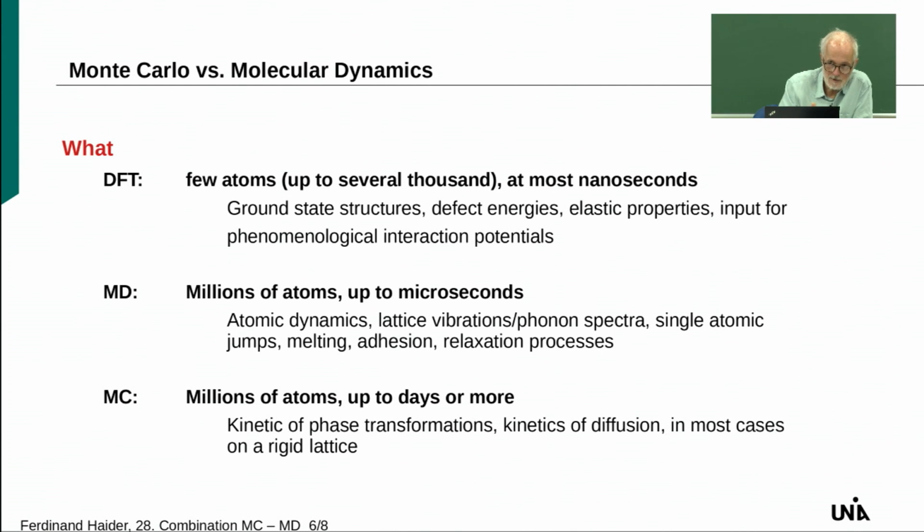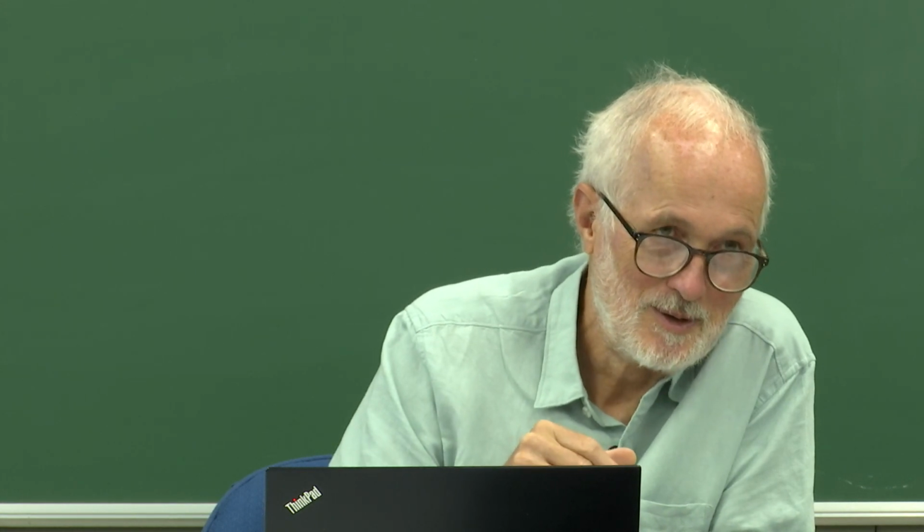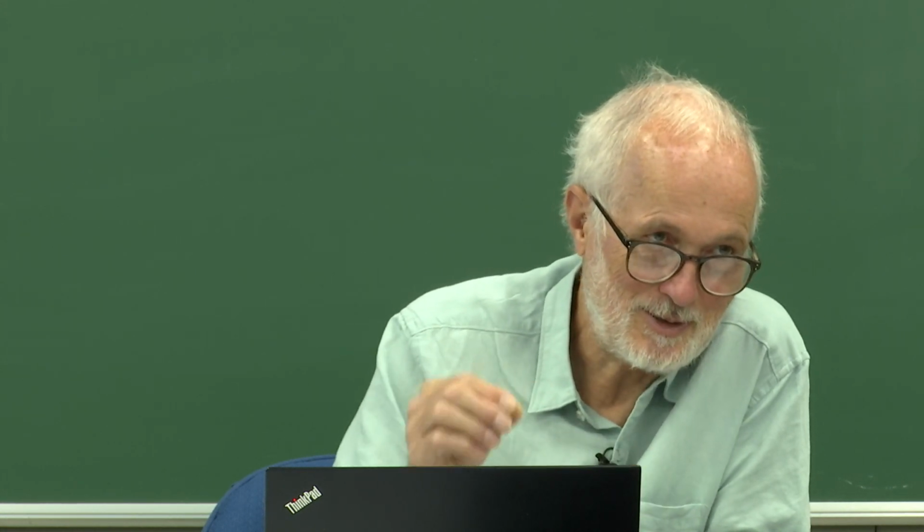Always keep in mind a typical MD time step is in the order of femtoseconds. So to reach a nanosecond, you have to do 1,000,000 time steps. To reach a microsecond, you have to do 1,000,000,000 time steps. And each time step requires the integration for each atom. So if you have 1,000 atoms, for a microsecond, you have to do 1,000,000,000,000 integration steps.